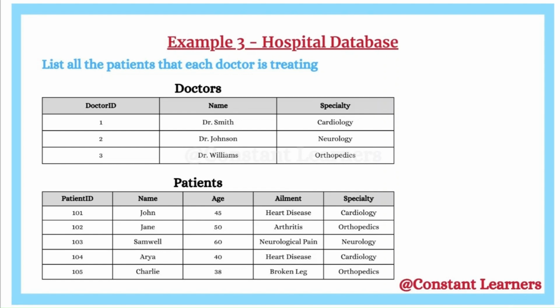In this example, it says that it is a hospital database and we need to list all the patients that each doctor is treating. That means we need the doctor's name and the patient's name. That is, Dr. Smith is treating which patients from here. Dr. Johnson is treating which patients and Dr. Williams is treating which patients. Now in this case, the condition that we are going to use is the specialty. Okay, so we're going to use this as the condition that is helping us to connect the doctors with the patients. All right, I think you can write this query very easily.